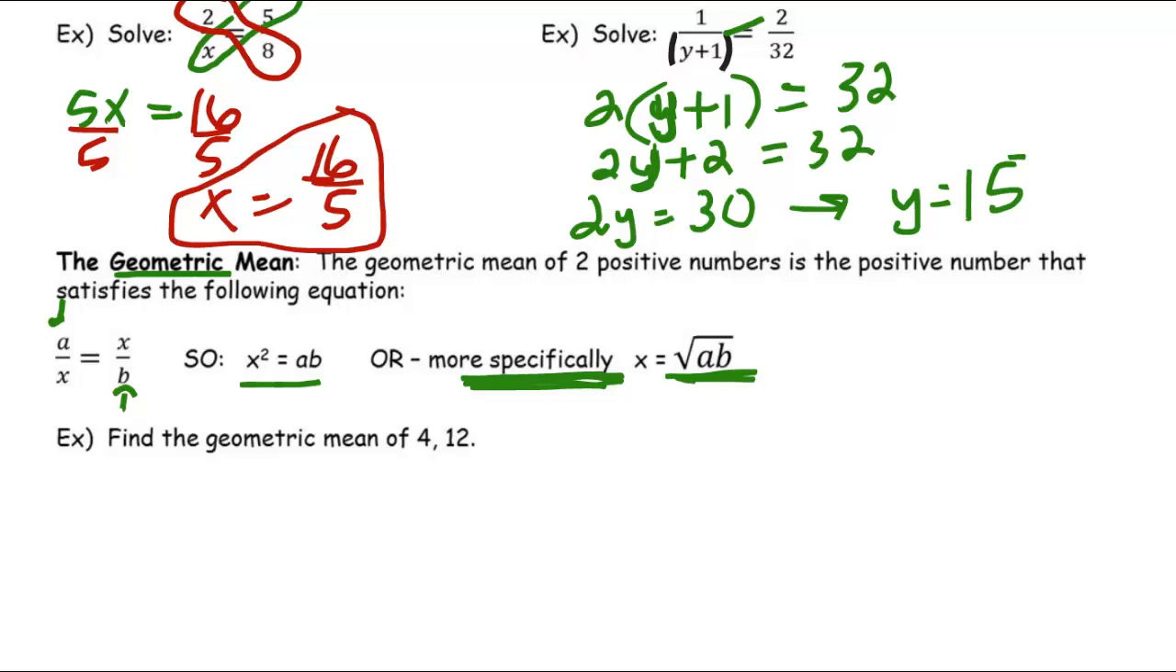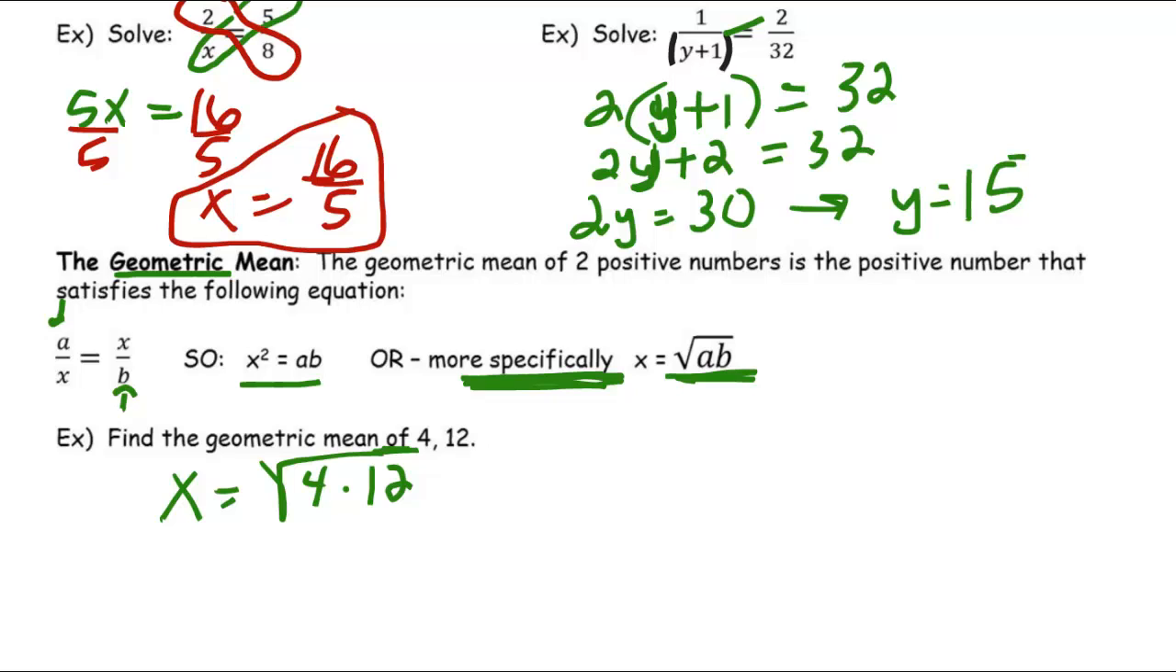So let's find the geometric mean of 4 and 12. So my geometric mean is going to be the square root of 4 times 12. You can multiply this together, or if you have bigger numbers, one of the things I will do is simplify my radical. And this is where we're going to have to simplify radicals. No decimals, simplify your radical.